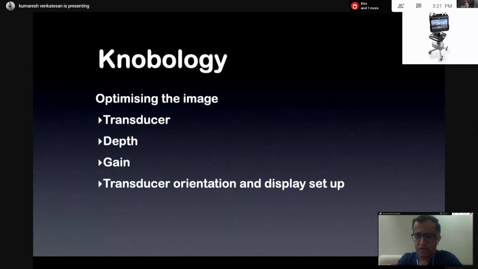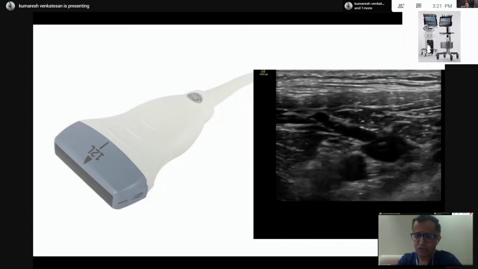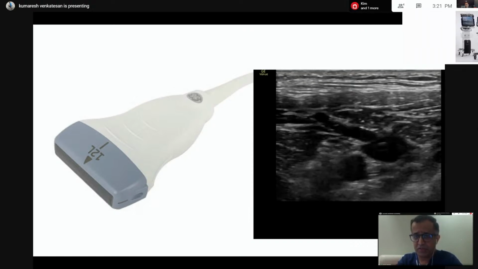We talk about transducer orientation and display setup. Most of the ultrasound probes have this palpable orientation marker that matches with this marker on the display screen. Now it's important for you to align the orientation of the probe to the anatomical orientation of the area of interest.